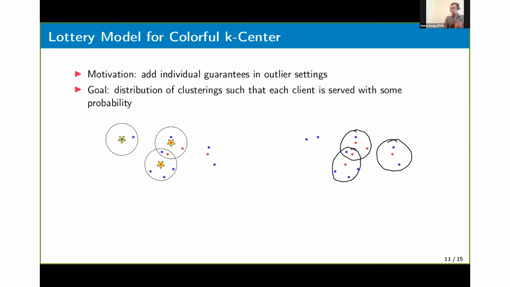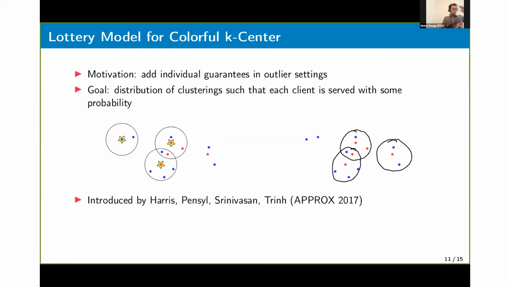You can think of this as the colors providing some sort of group-wise constraints or fairness for subgroups or demographics. And these probabilities for the clients add on top of that kind of individual guarantees. Why is it called a lottery model? You can think of these probabilities as the price that you're paying to enter a lottery. And the higher your probability, the more likely it is that you're covered by the clustering that we draw.